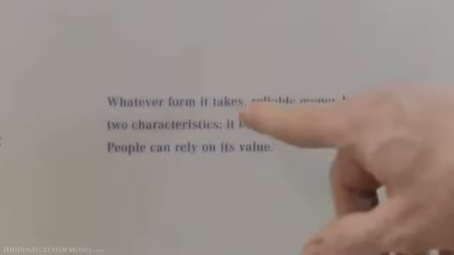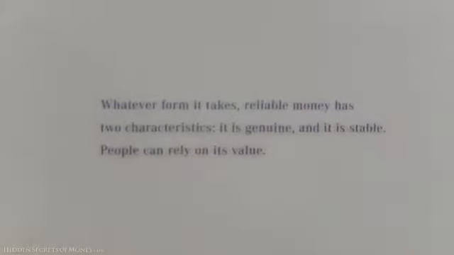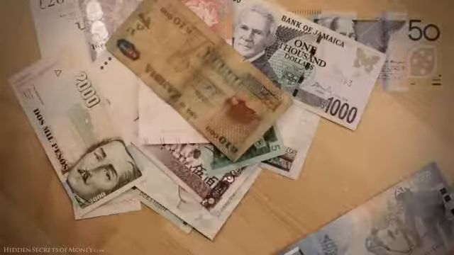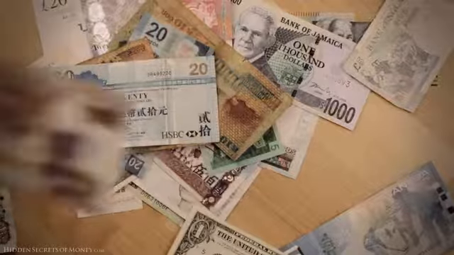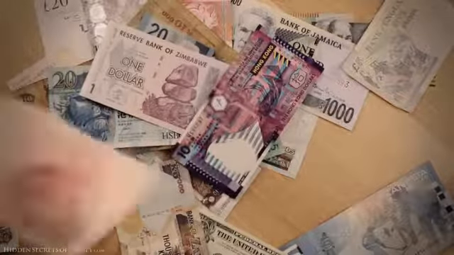Whatever form it takes, reliable money has two characteristics. It is genuine and it is stable. People can rely on its value. Well, you know, what fiat currency around the planet has maintained its value? They all fall in value. So right away you can see the difference.